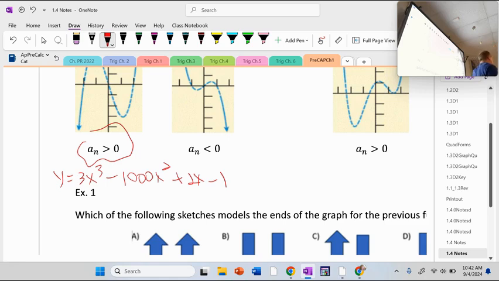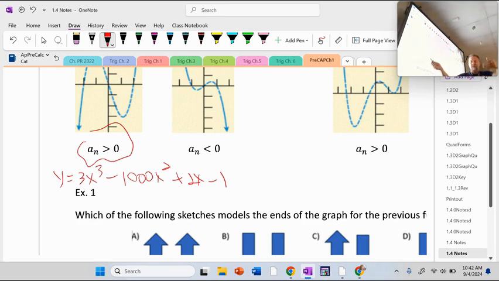Now, I asked this first hour, I think they were comatose. What's a negative cube? Just what's the answer? What's a negative cube? 3, 2, 1, go. No. What's a negative cube? No, a negative cubed is negative. So what happens when I plug in negative large numbers, which is actually smaller numbers?